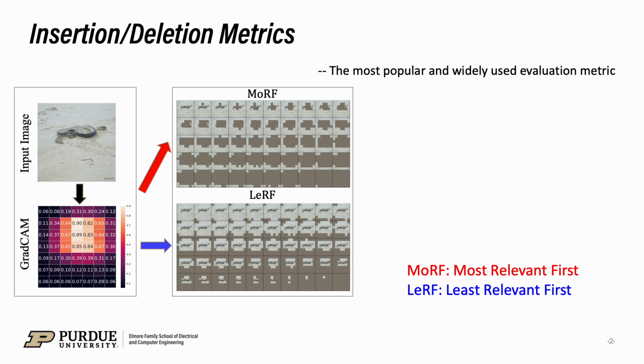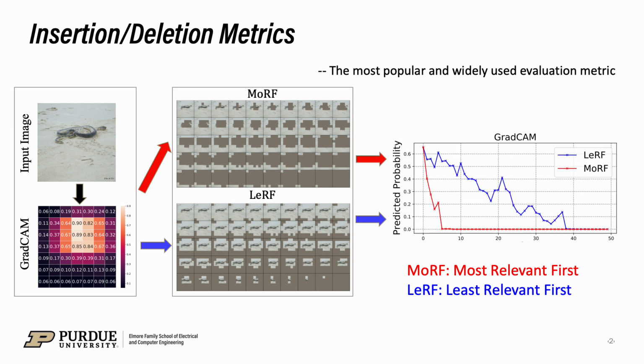different results are expected. When features with higher attribution values are deleted first, that is, MORF, the prediction is expected to drop faster, resulting in a smaller AUC. And then, when features with lower attribution values are deleted first, that is, LERF, the AUC is expected to be larger.